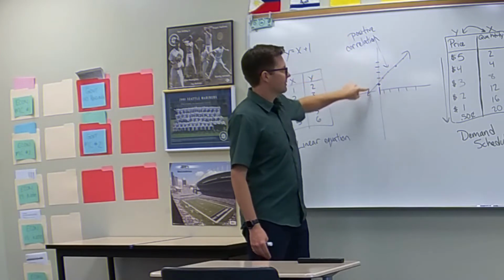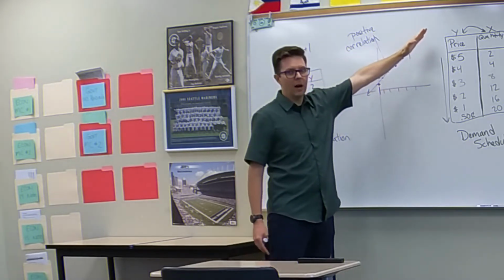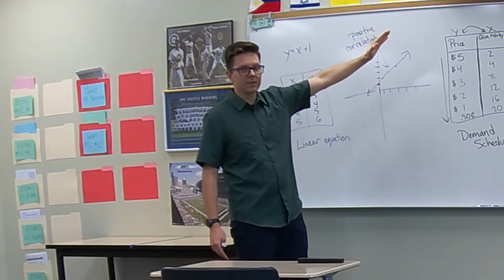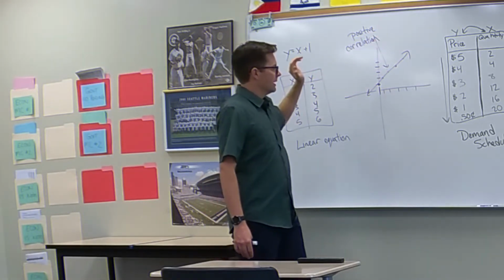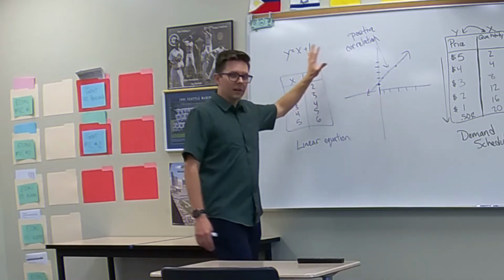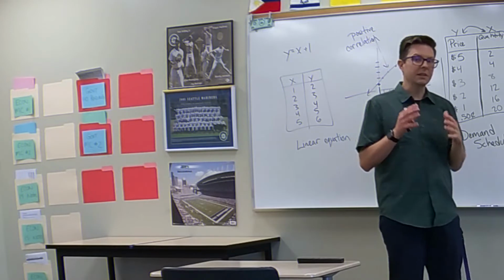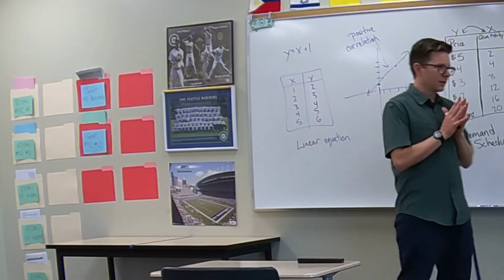We call this positive correlation because the values go up in a positive direction together. As x increases, y increases. It's kind of how it works, okay? That's kind of, in purple over here, what you'd find in algebra. In economics, it's a little bit different, and that can throw some of you for a loop.